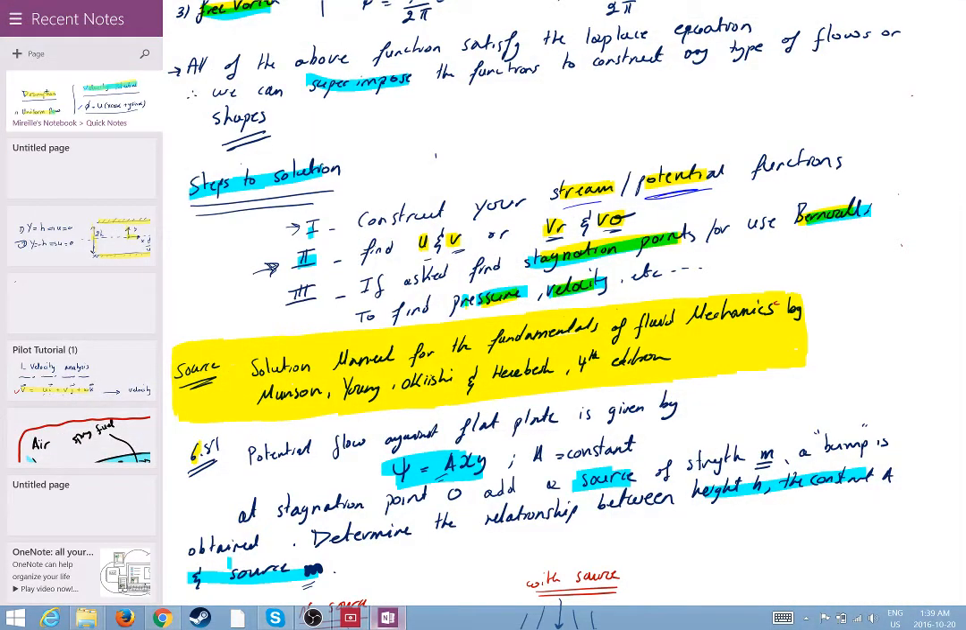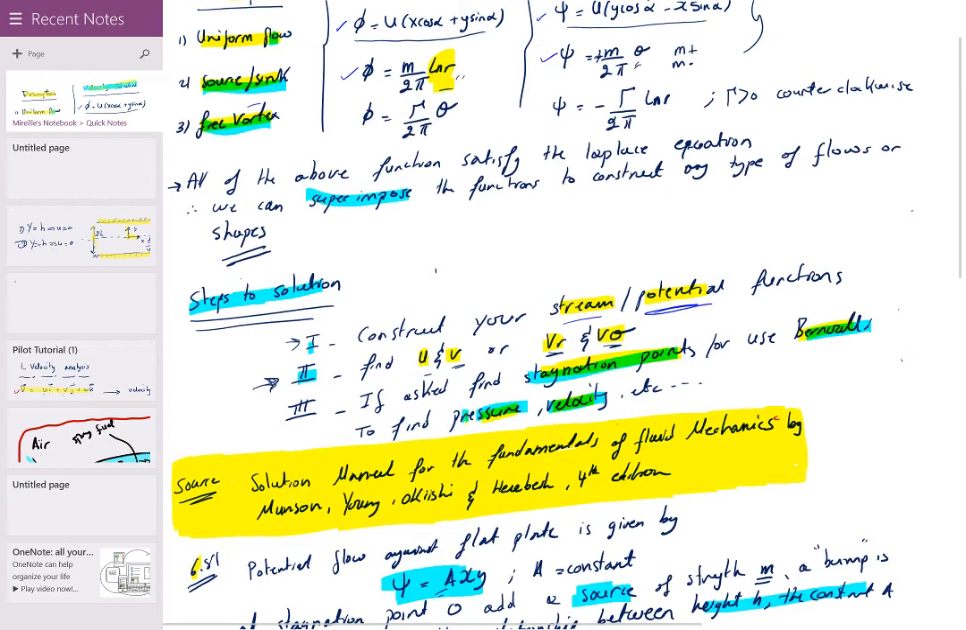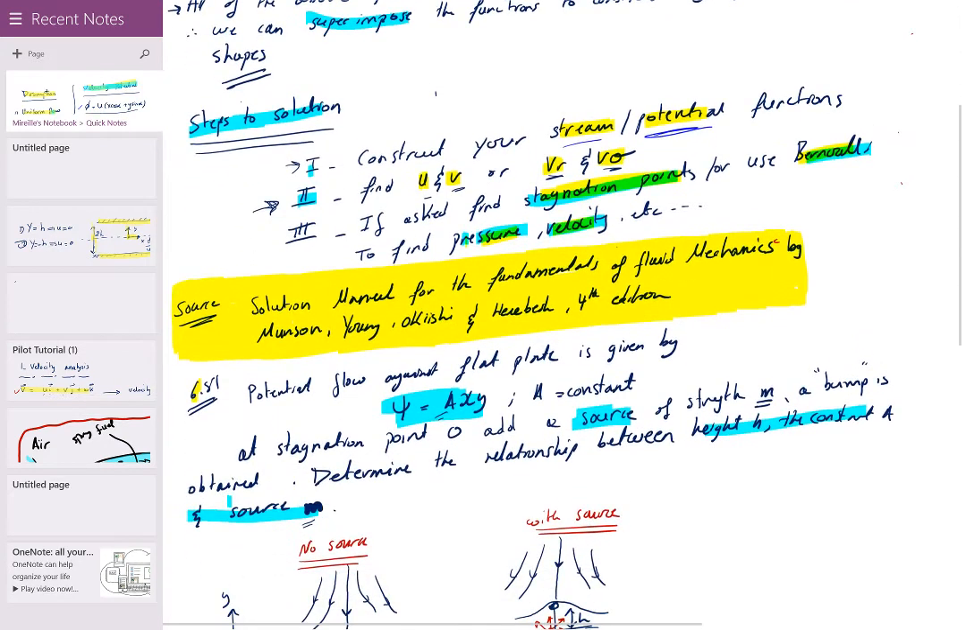Okay, so we're gonna solve one more problem and I'm gonna call it a day. This problem is taken from the textbook 6.51, available in the solution manual from the Fundamentals of Fluid Mechanics, edition 4, by Munson, Young, Okiishi, and Huebsch.